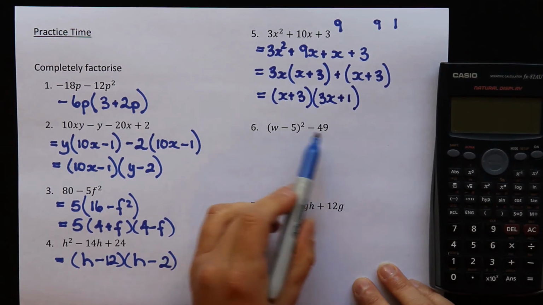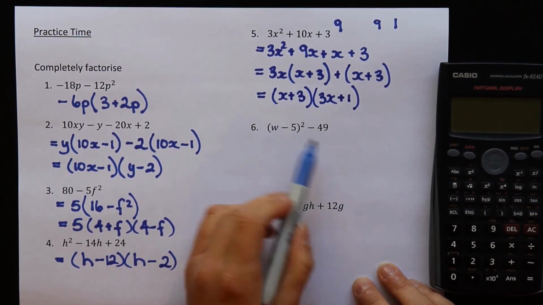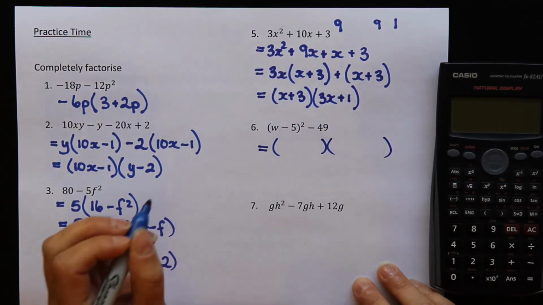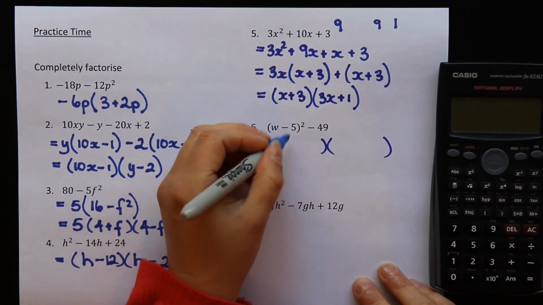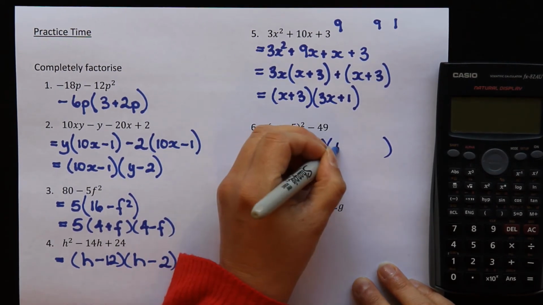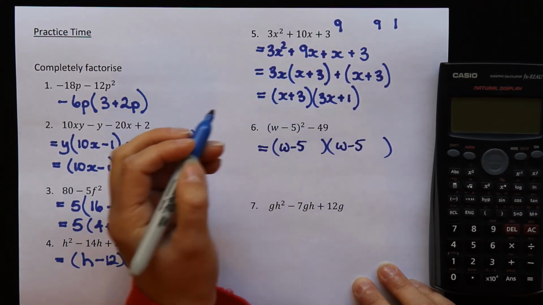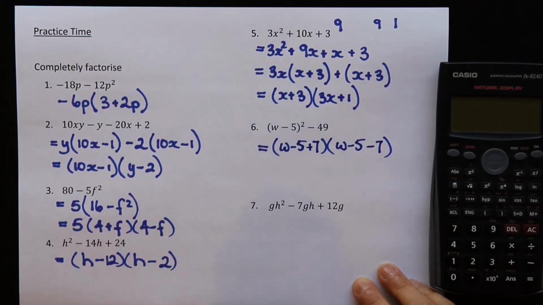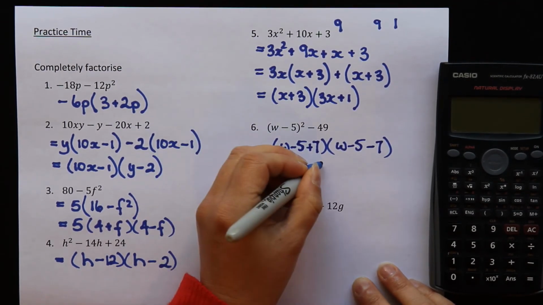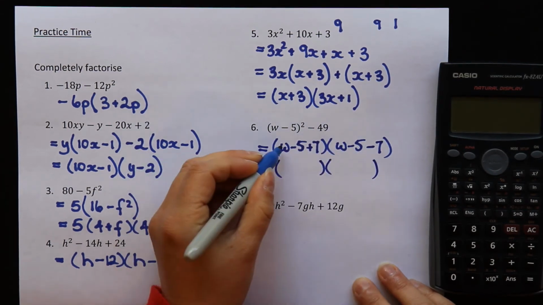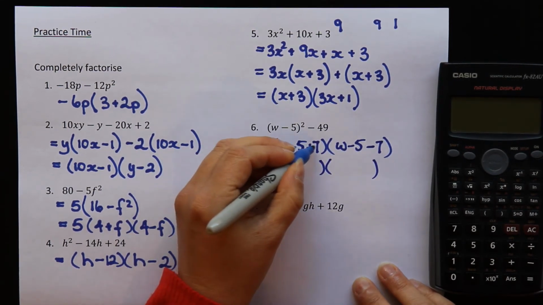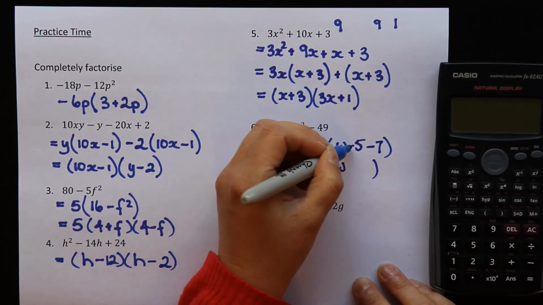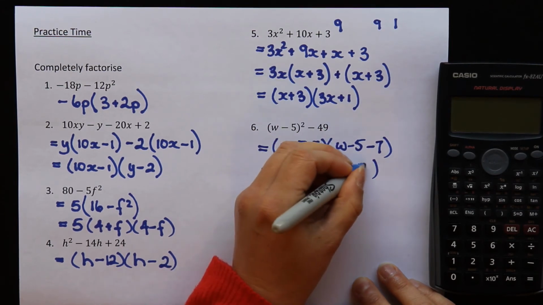Question 6 is a difference of two squares. I have two terms here, it's just a harder one. So big brackets, two sets of brackets. Square root of w minus 5 all squared is w minus 5. Square root of 49 is 7. And 7, one's a plus and one's a minus. On the next line, let's simplify it a bit. W minus 5 plus 7 is a positive 2. In the second one, I have a w. Minus 5 minus 7 is minus 12.